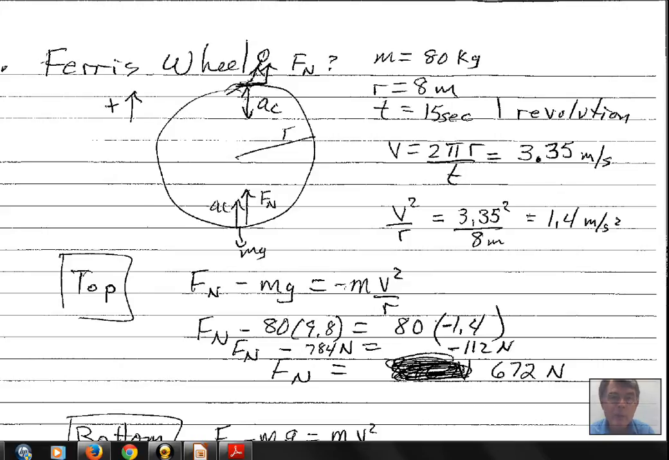At the top of the ride, there is a weight downward on this individual, and I'm not seeing it here, so I'm going to go ahead and draw that in. But there's mg acting downward on this individual, and there's normal force going upward on the individual. Do these two forces add to zero?